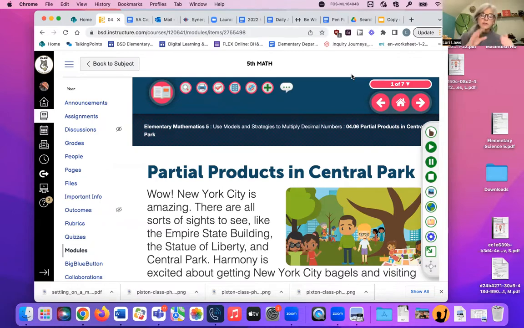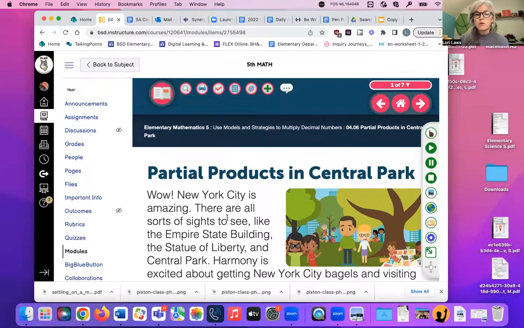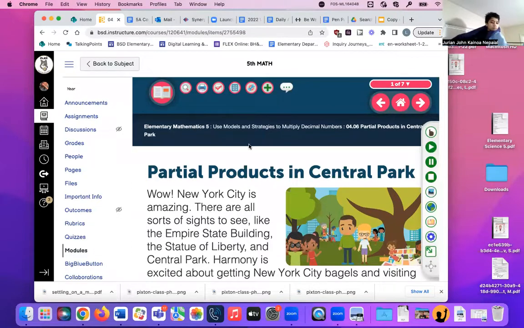So yesterday we looked at ways to model it where you overlaid vertical and horizontal. So you had them split into 10 this way. And then when you overlaid it, it turned into hundreds, which was kind of interesting. And that was 405. Today we're on 406, partial products.